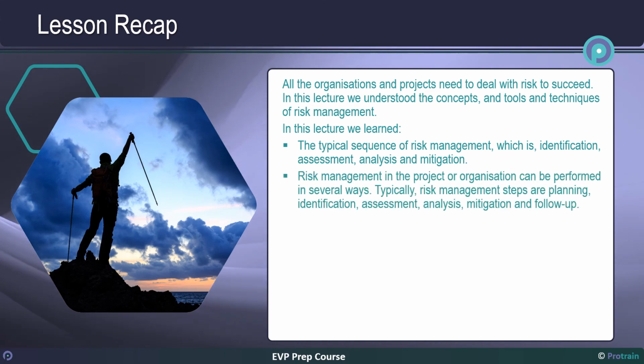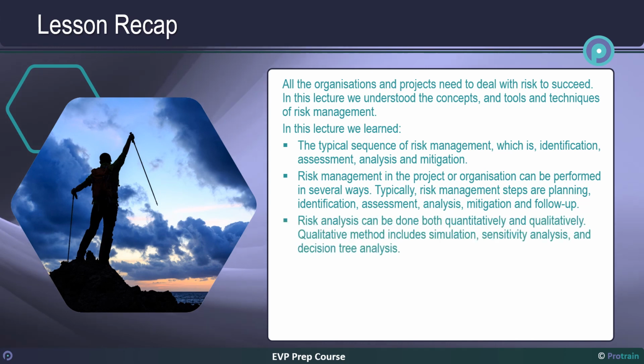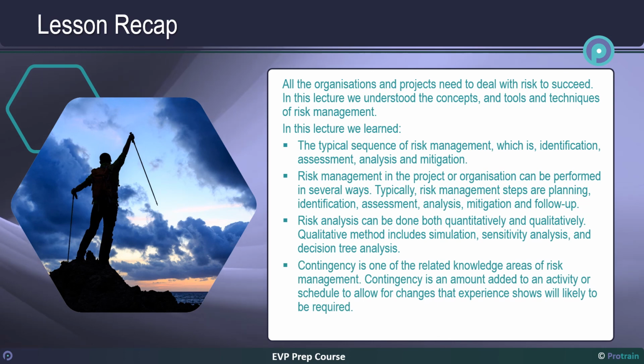Risk management in the project or organization can be performed in several ways. Typically, risk management steps are planning, identification, assessment, analysis, mitigation and follow-up. Risk analysis can be done both quantitatively and qualitatively. Qualitative method includes simulation, sensitivity analysis, and decision tree analysis. Contingency is one of the related knowledge areas of risk management. Contingency is an amount added to an activity, or schedule to allow for changes, that experience shows will likely be required.